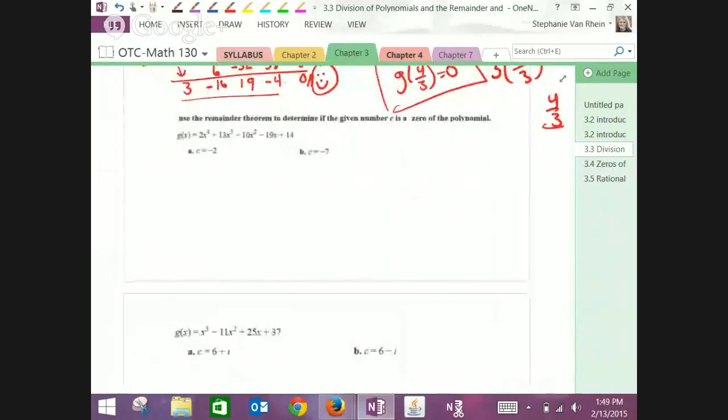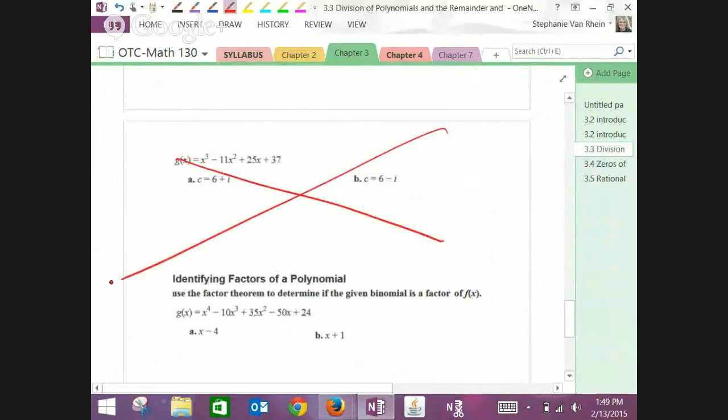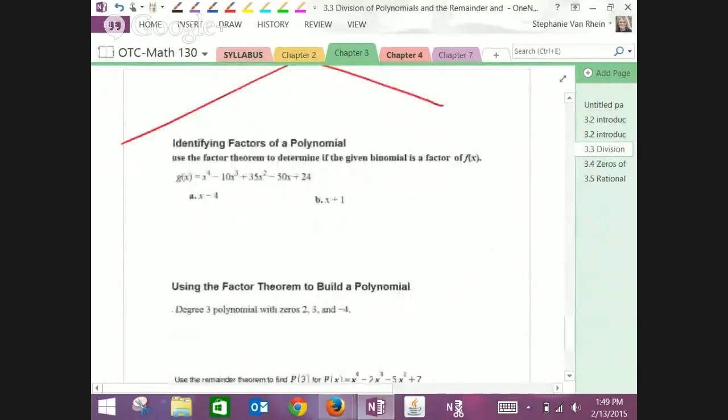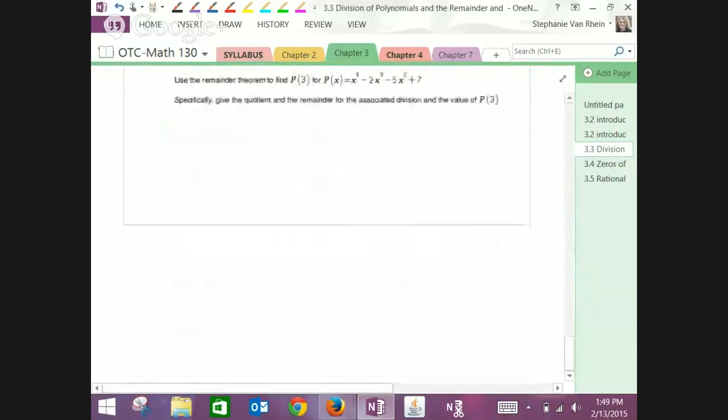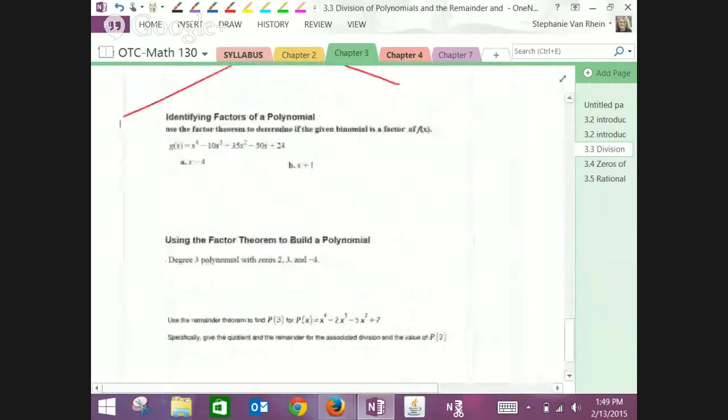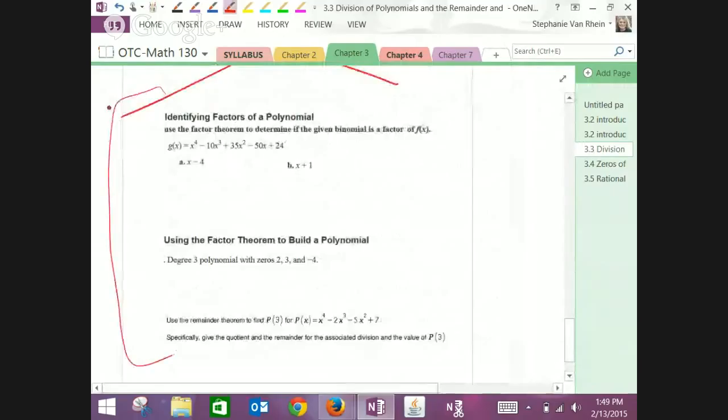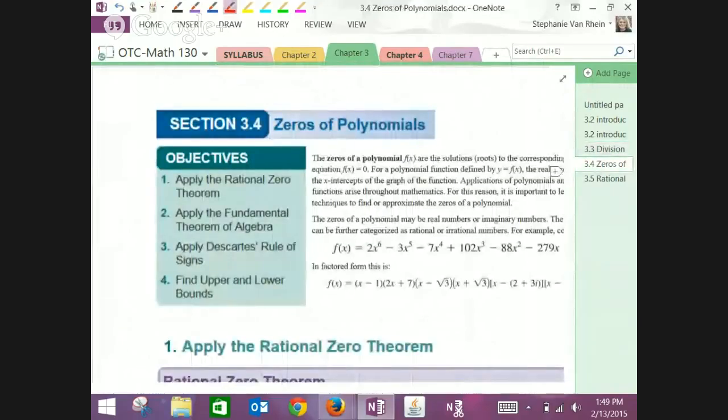In the last minute, just to wrap up, we'll do some more of this. We are not going to do imaginary numbers, so don't worry about that. I'm going to pass out the take-home quiz for you to work on, and on Wednesday, since I won't see you on Monday, we'll finish up right here and go on to 3.4, which is zeros of the polynomial.